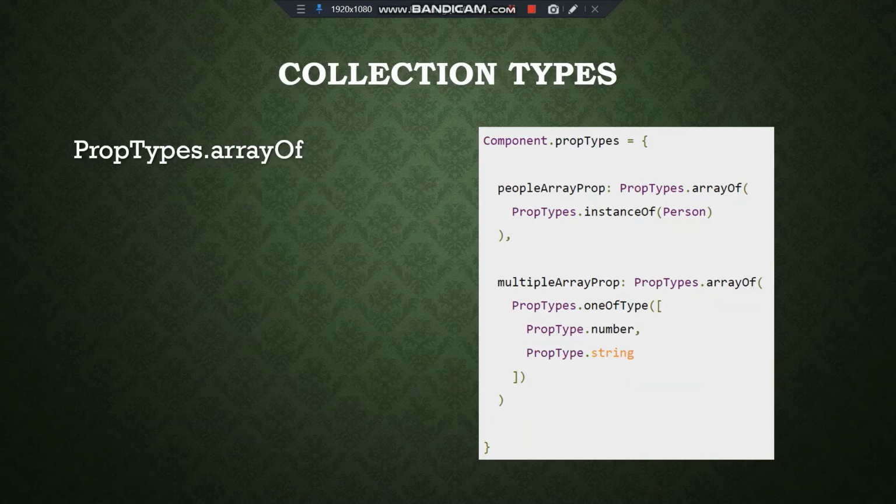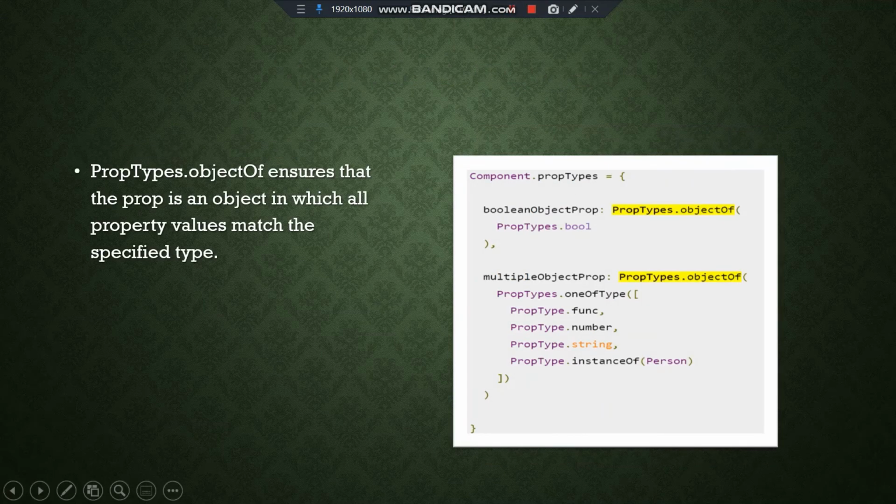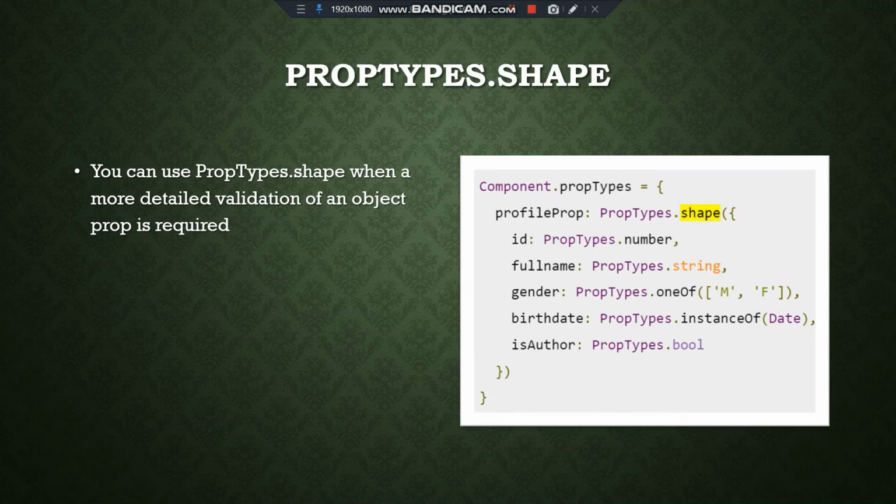Next is collection types. The first one here is PropTypes.arrayOf. It ensures that the prop is an array in which all items match the specified type. You can see the two examples given. The next collection type is PropTypes.objectOf. It ensures that the prop is an object in which all property values match the specified type. This PropType is widely used.